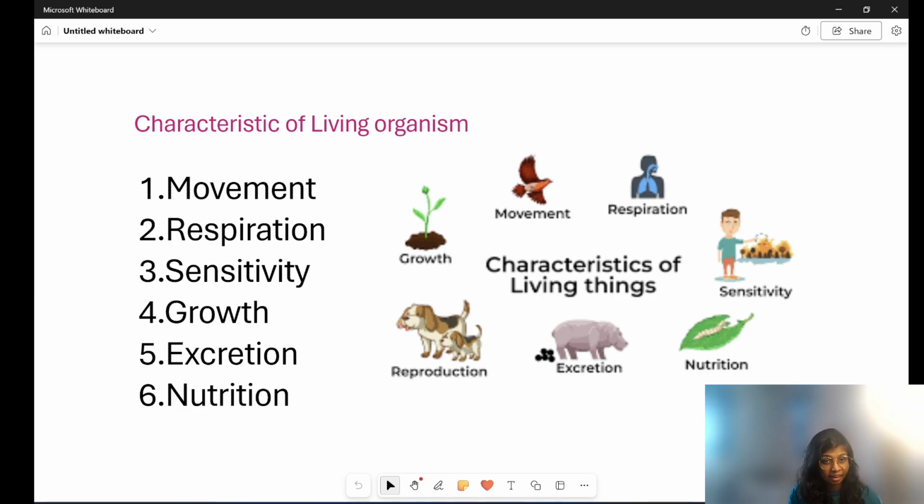Actually, there are 6 characteristics of living organisms: movement, respiration, sensitivity, growth, excretion and nutrition. So we'll see them one by one.